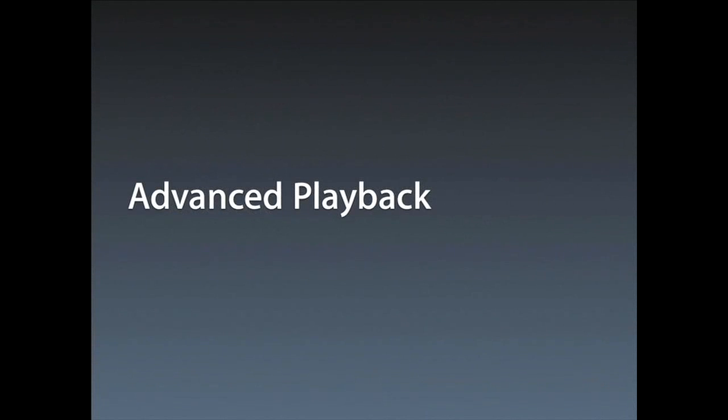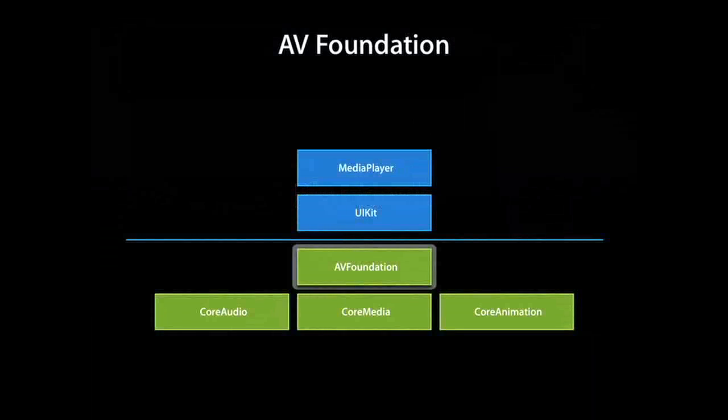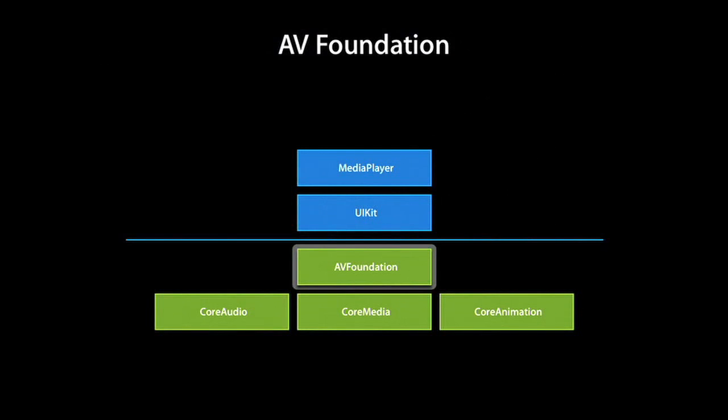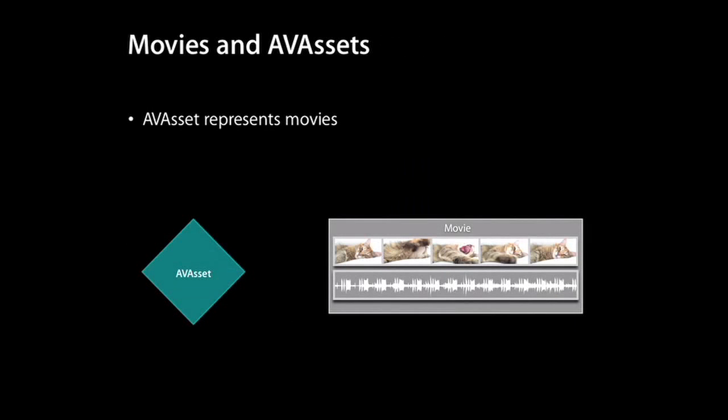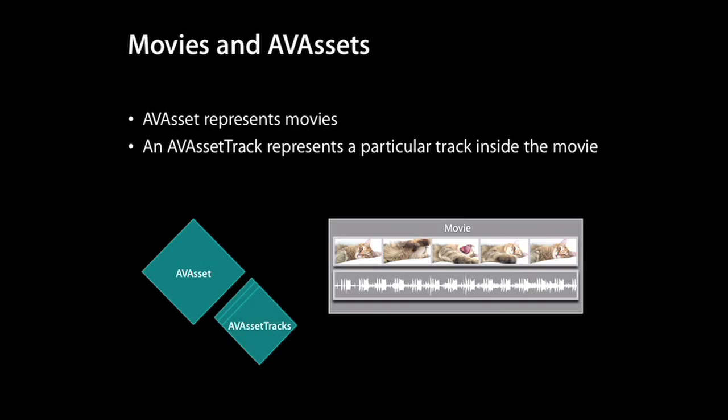Now let's talk about advanced playback. This means we're talking about AV Foundation. Remember, AV Foundation is a lower level framework. In AV Foundation, your movie is represented by an AV asset. So rather than the case with Media Player, where presentation state and everything was wrapped up with a single object, we now have an object that's just there to represent our movie. Because movies consist of a number of tracks, there's also an AV asset track object for each particular track inside the movie.